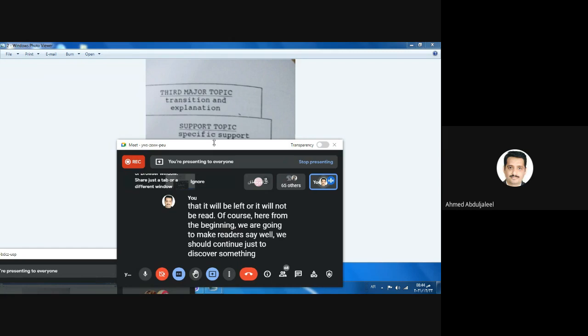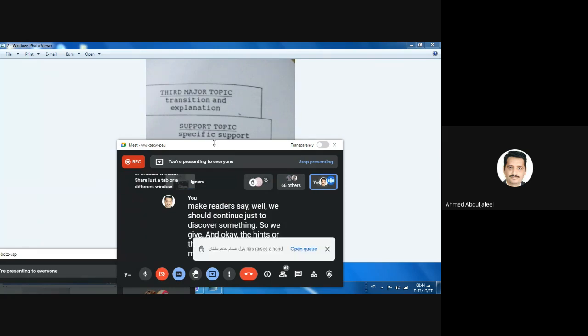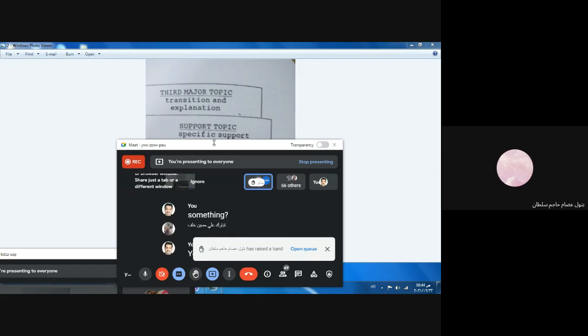So we give the hints, or things that are going to make readers ask, what else? What is more? Get the point now? In our introduction, when we start, maybe gaining the interest, I will give some important information to get the interest of our reader, and also maybe continue giving him important information to continue his reading.